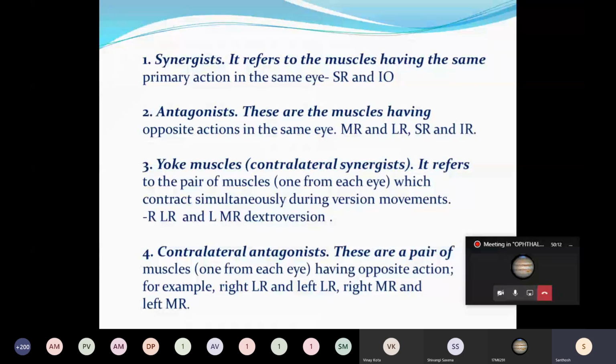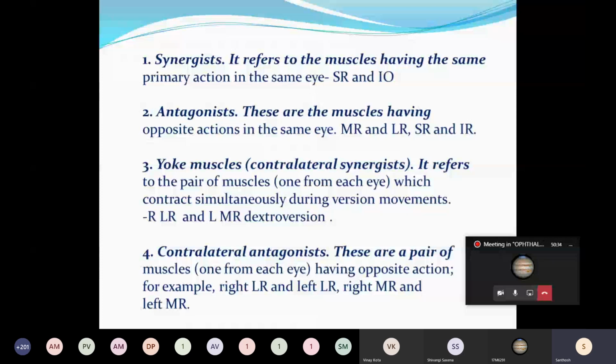Yoke muscles are contralateral synergists. It refers to the pair of muscles, one from each eye, which contract simultaneously during version movements. As I told you, in dextroversion, you have the right lateral rectus moving, and simultaneously you have the left medial rectus moving. So the right lateral rectus and left medial rectus are referred to as yoke muscles.